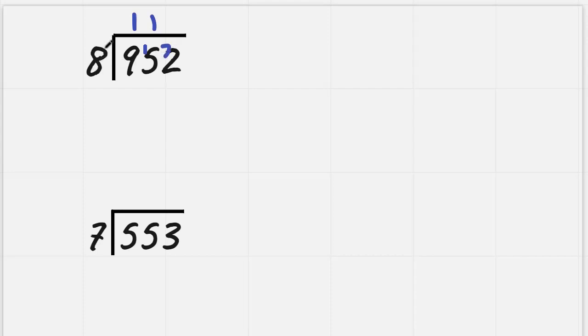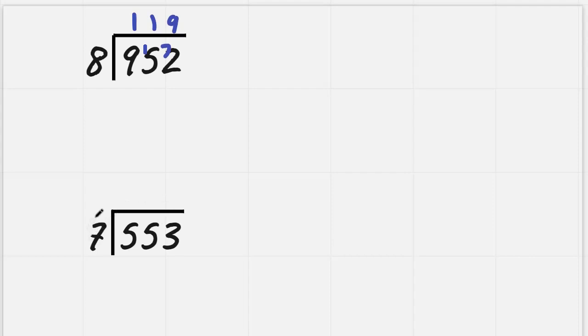And finally, we look at how many groups of 8 we can get into 72. Now we can work out that 9 groups of 8 make 72, and that fits exactly in. So the solution to 952 divided by 8 equals 119. And we do that process every single time we see a division question.